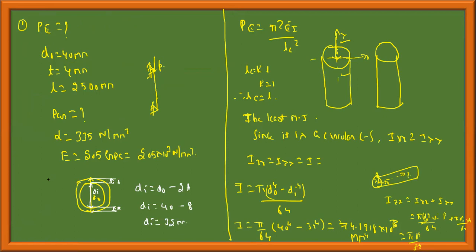Okay, I made a mistake here. Rankine's crippling load constants are sigma C, the crushing stress, and alpha. Rankine's crippling load constants: crushing stress is 335 MPa, and alpha is 1 by 7500. Okay.